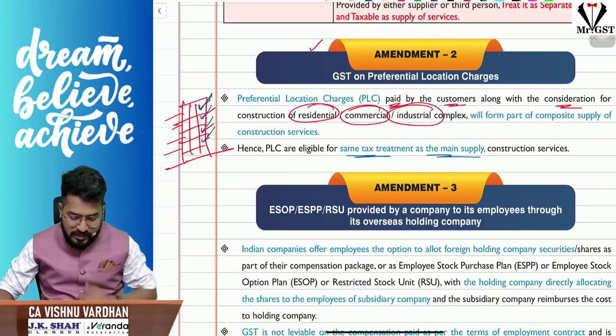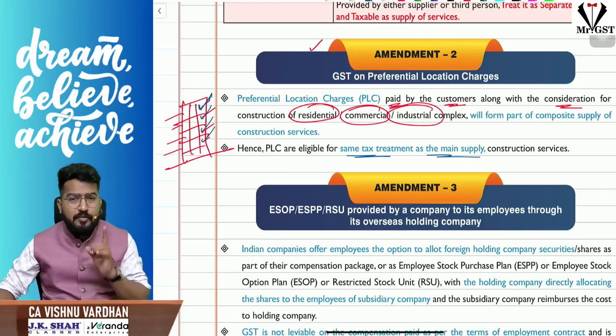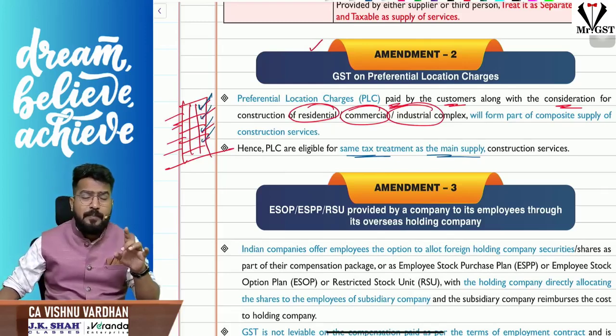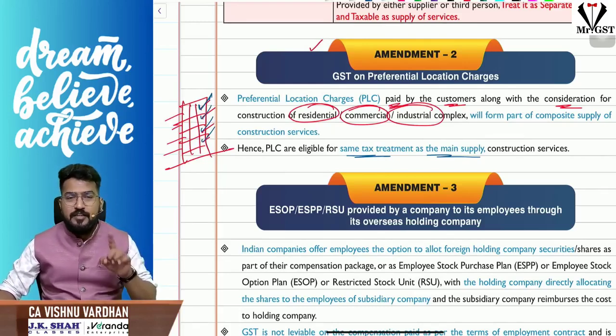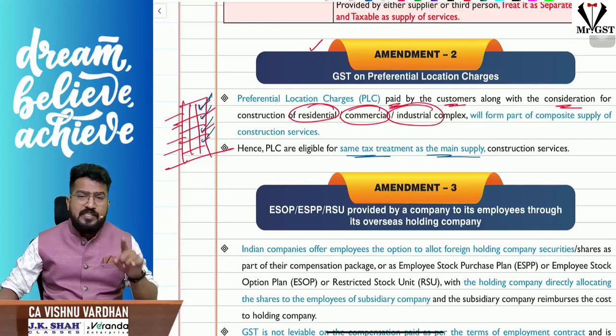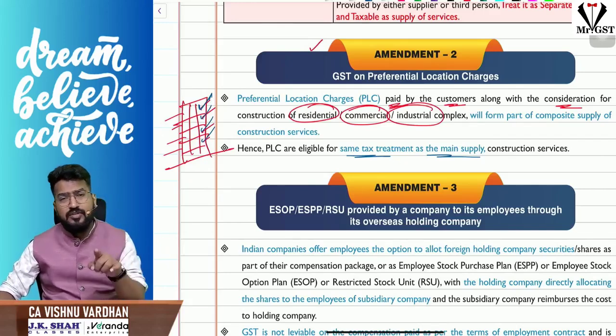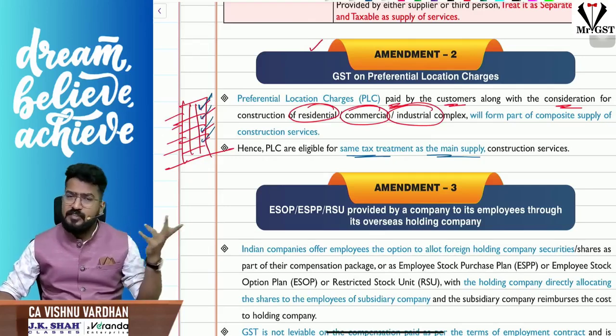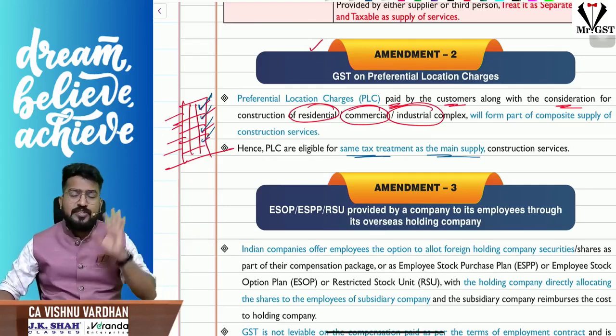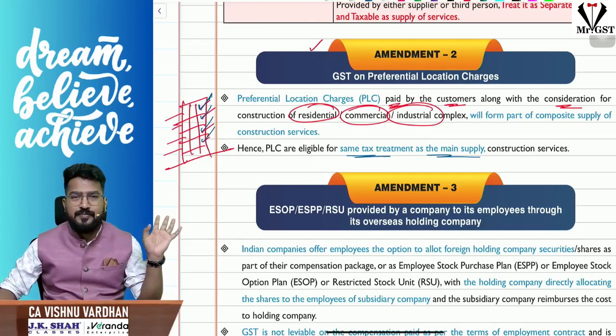So that is what this second amendment is all about. And if you remember, we have seen a similar thing in exemptions: preferential location charges for long term lease. For a long term lease of 30 years or more, the preferential location charges are exempt, because long term lease is exempt. Preferential location charges are treated as part and parcel of the long term lease and treated as principal supply. The principal supply is exempt, so that was also exempt. The same logic is applied here.